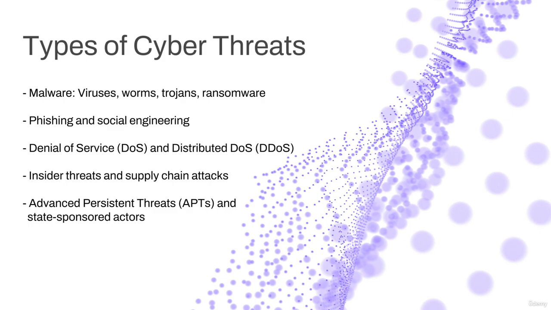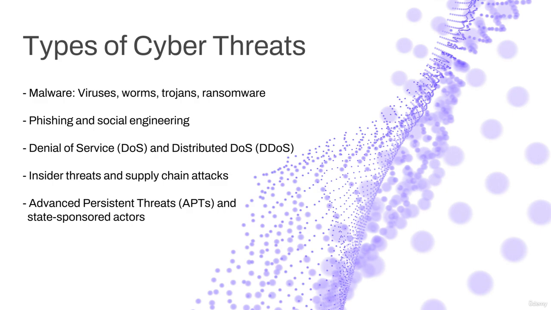Then there are denial of service, DoS, and distributed denial of service, DDoS, attacks. These involve flooding a system or website with overwhelming traffic to make it unavailable to legitimate users. While a DoS attack might come from a single machine, a DDoS attack uses multiple compromised devices, often part of a botnet. These attacks can paralyze services, disrupt business operations, and cause significant financial losses.